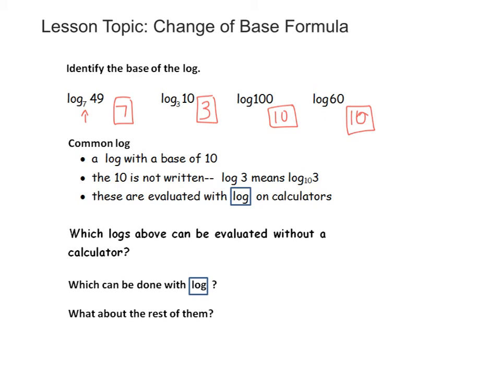Remember that a common log is a log with a base of 10, so these are both common logs. The 10 is not written. So again, log 3 means log base 10 of 3. These are the ones that can be evaluated with the log button on our calculators. If you have your calculator handy, you can look for that button and make sure you find it. Let me know if you need any help.